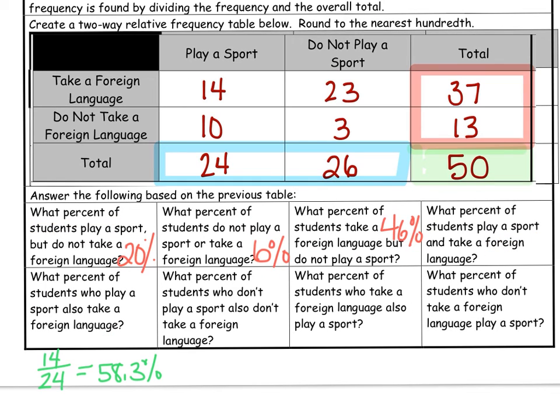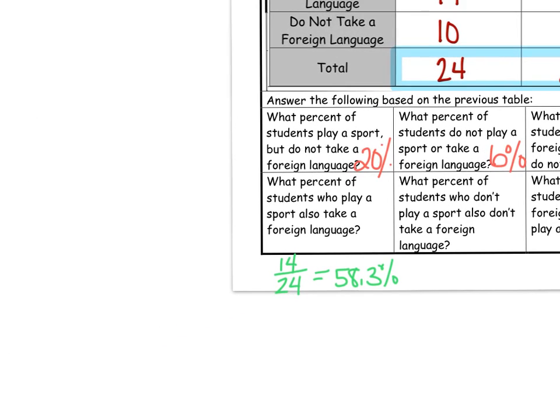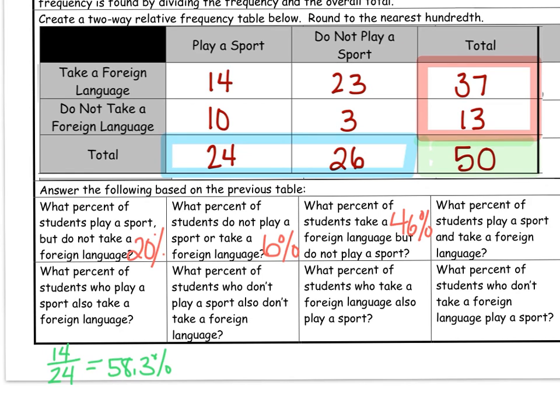So let's go back to the first table that we filled in with just the marginal and joint frequencies, and go back to this question right here. What percent of students who play a sport? Well, how many students play a sport? That's 24. So that's where the 24 came from right here. And of those students who also take a foreign language, well, 14 take a foreign language. So that's where we got the 14 out of 24.